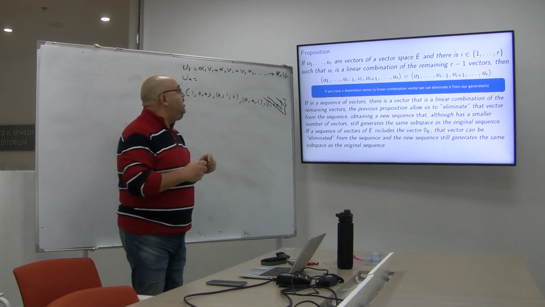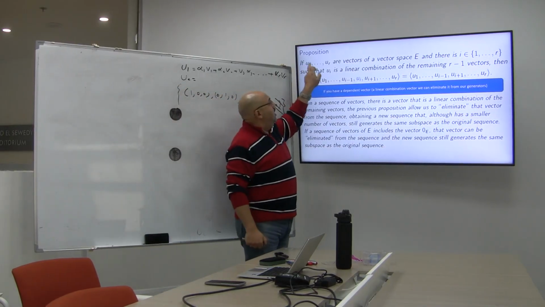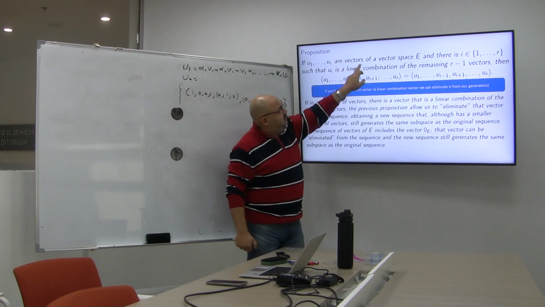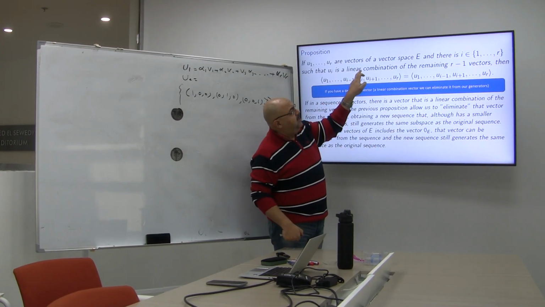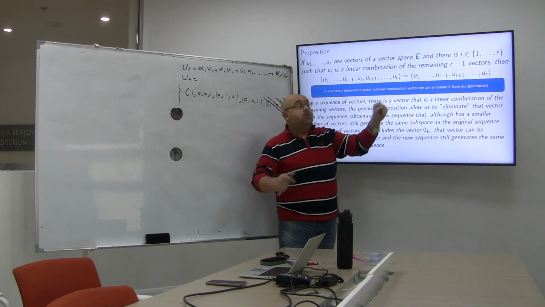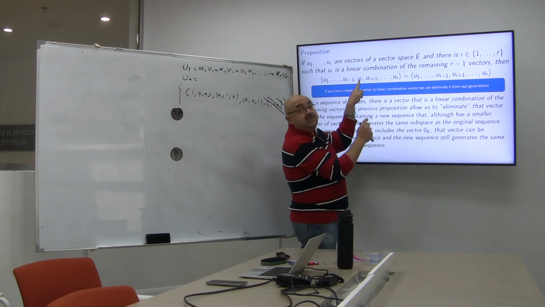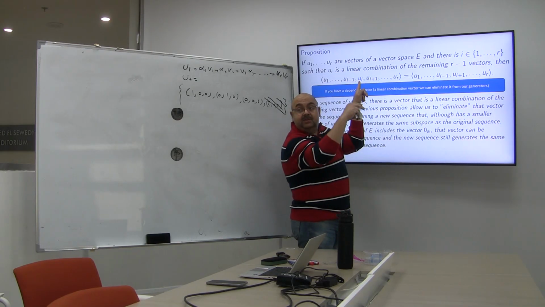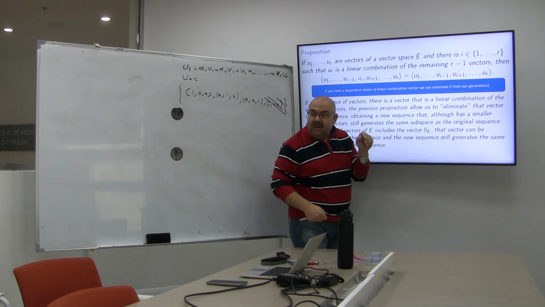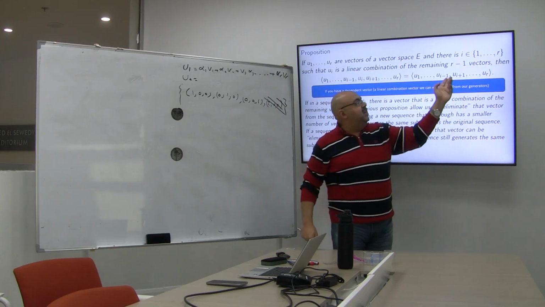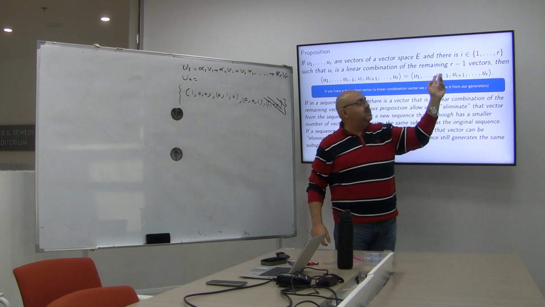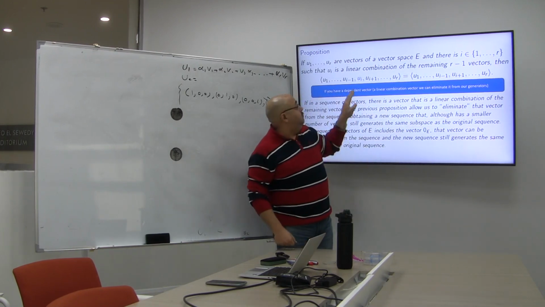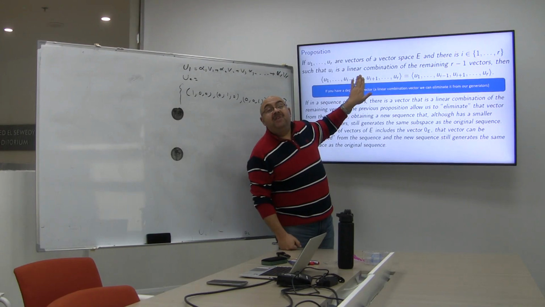So the statement here is simply, if you have U1 up to UR, vectors of the vector space E, and there is an i from 1 to R such that UI is a linear combination of the remaining R minus 1, so one of these vectors is a linear combination of the others, I can take it out. Okay? I can drop it. So this set is exactly equal to that set. This vector is not going to make a difference in forming this vector space.